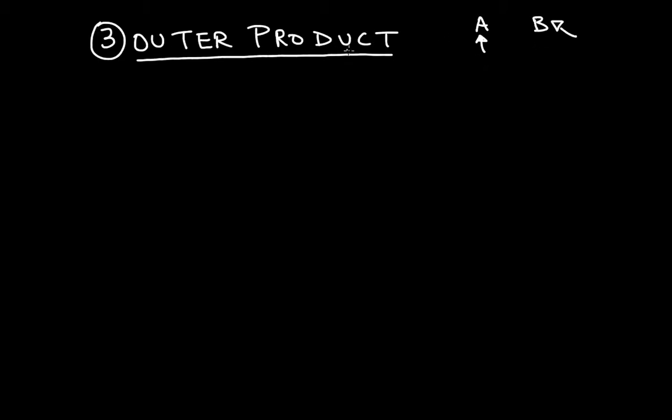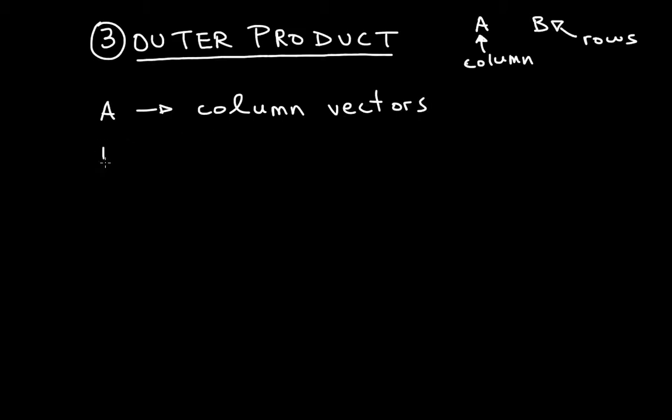What I want to do for outer product is switch that. I want to squeeze matrix A into columns, and I want to squeeze matrix B into rows, just to switch things up. So we want to partition A into column vectors, and B into row vectors. Then we will end up taking the dot product, as we have done in the previous video.